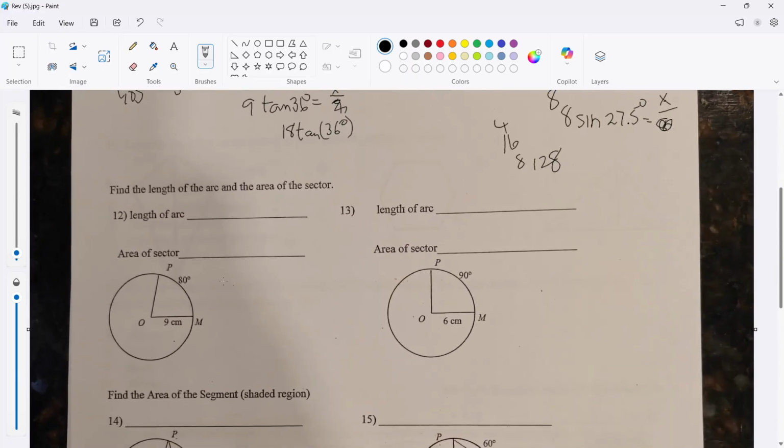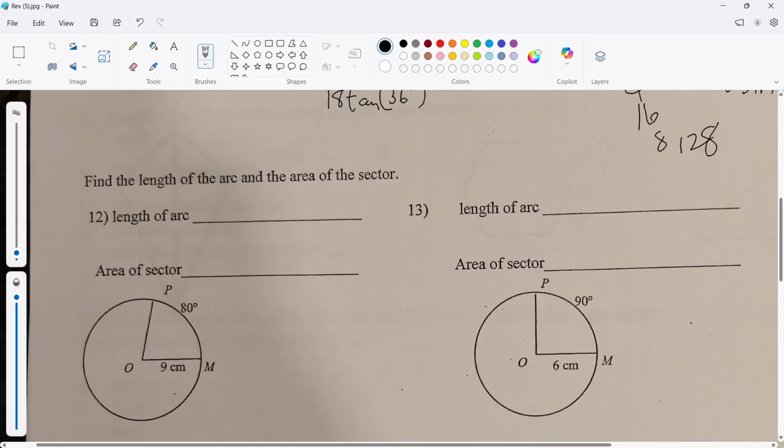All right, let's try this one. Find the length of the arc and the area of the sector. Well, if the arc degree is 80, so is the central angle. And the length of the arc would be the central angle divided by 360 times the circumference. So that's 80 divided by 360 times the circumference, which is 2 pi r, which is 18 pi. Simplifying, this is 4 pi.